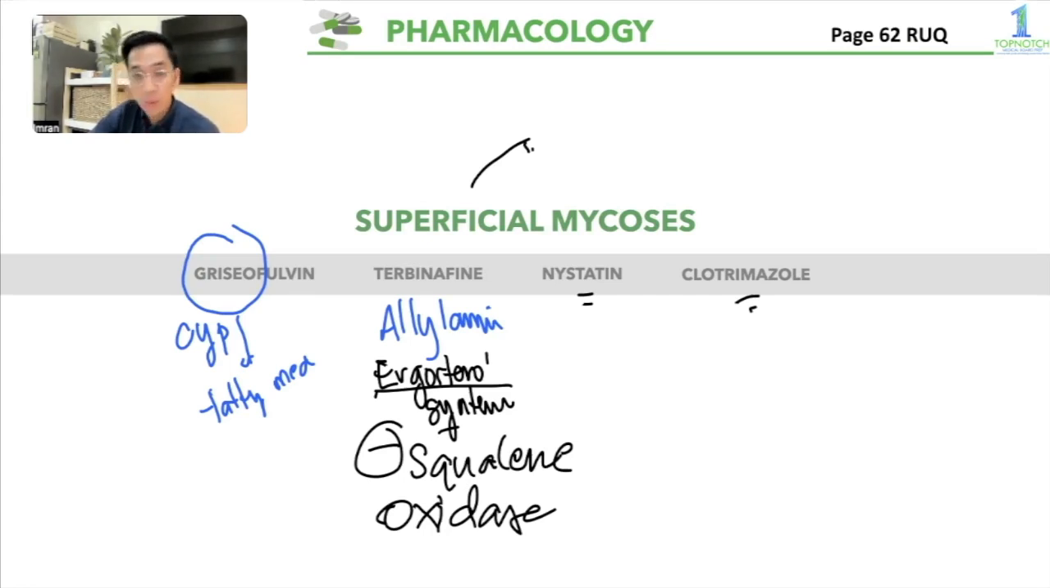Next would be your azoles, no? Particularly your clotrimazole. Your clotrimazole, ang ginagawa nito, it blocks your P450, no?